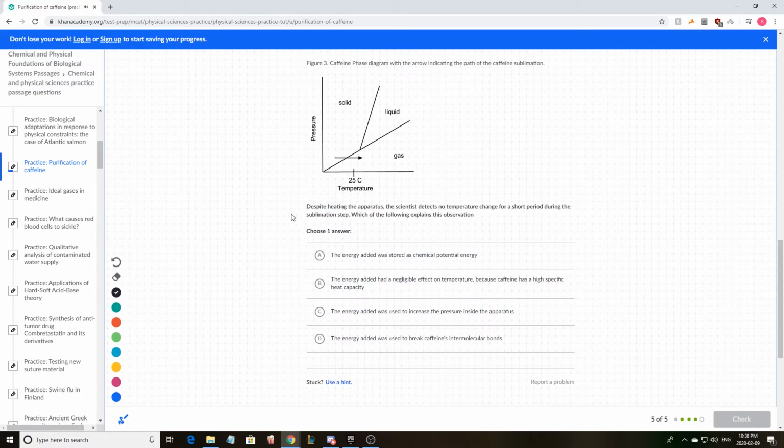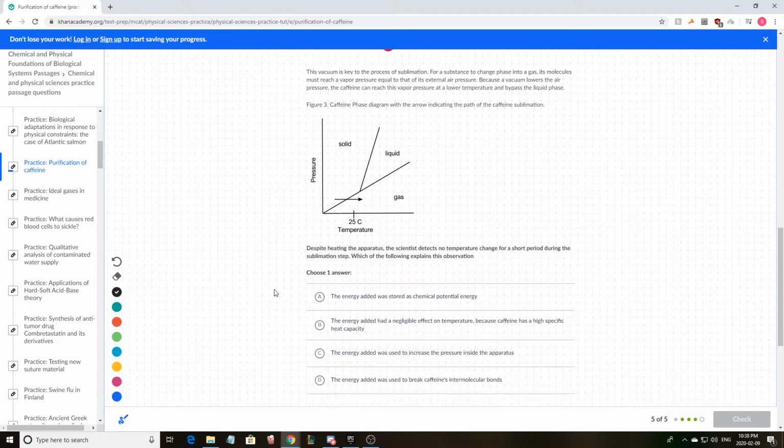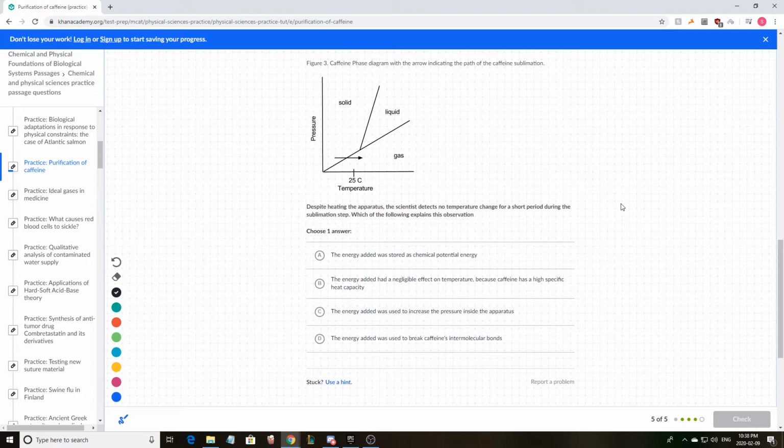Okay. And the last question states, despite heating the apparatus, the scientists detect no temperature change for a short period of time during the sublimation step. Which of the following explains this observation? So if you guys kind of refer back to your thermodynamics unit, we learned that when energy is inputted into a system, one of two things can happen.